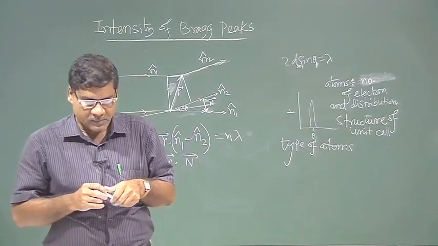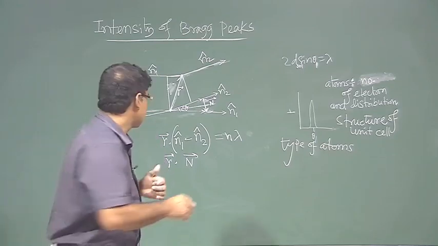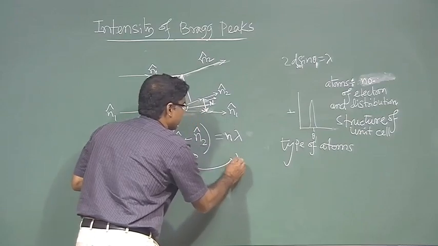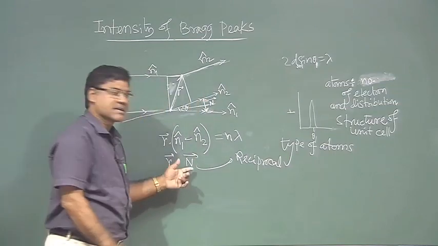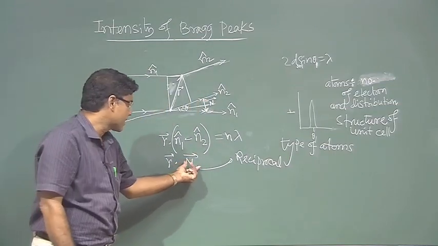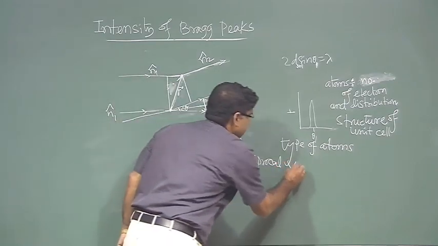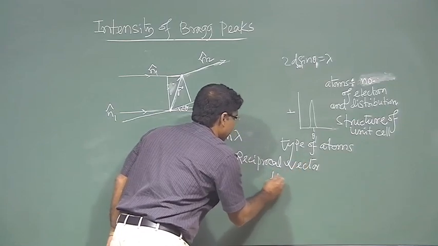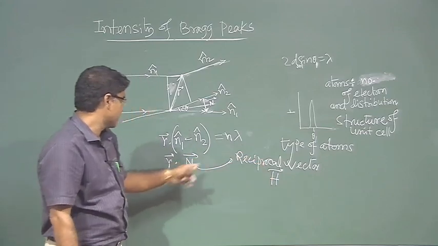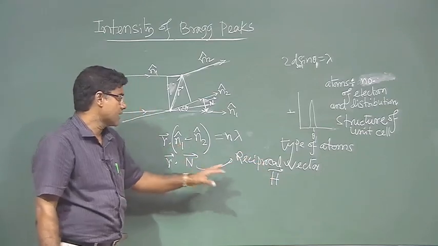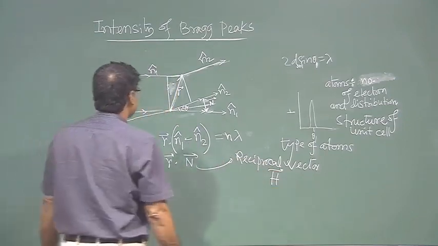So, this N is nothing but the reciprocal vector, right, H. Direction wise it is the reciprocal vector; magnitude wise it can be different, because here it is a unit vector. So, one has to multiply with the appropriate factor, right, 2 pi over lambda, etc.